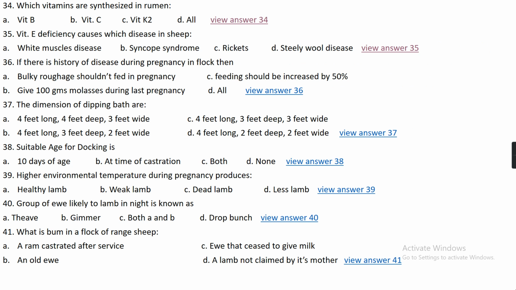Okay. Now, question number 36. If there is a history of disease during pregnancy in the flock, then option A, bulky roughages shouldn't be fed in pregnancy.